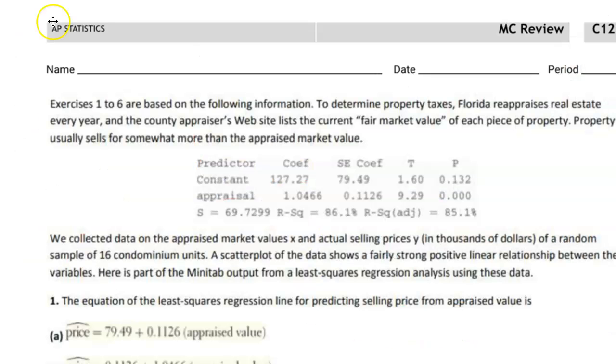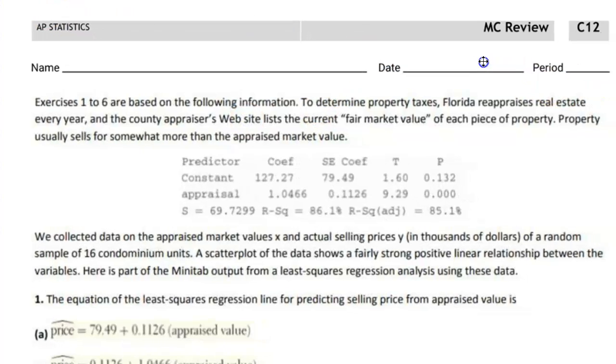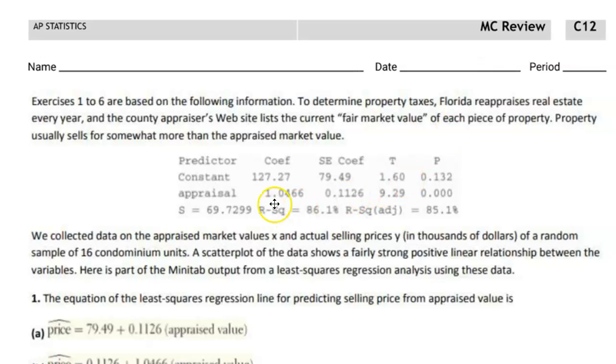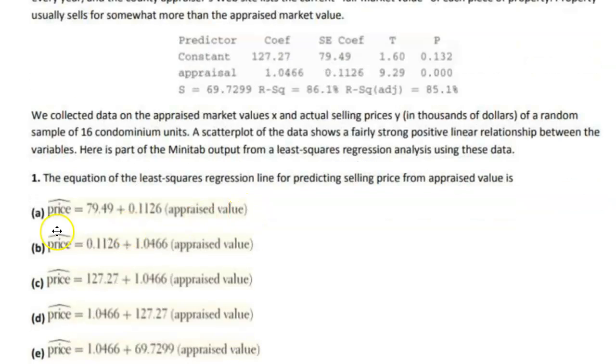Let's jump right in. For exercises 1 through 6, they give you this output. And remember, this computer output, sometimes they refer to as Minitab. Sometimes they give you output that they call Fathom output. Sometimes they call it R output or something like that. But in every single case, we're just talking about output from the computer. So there's a lot of pieces of information here, but let's try to answer these questions, and that'll motivate our discussion of the output.